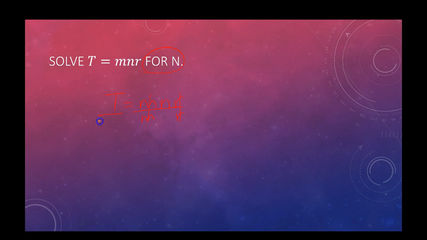But then I have to do that same thing to the other side. So now I'm left with T over MR equals my N. And that is your answer. And I could flip that and write the N first, so it looks a little nicer. But that's in essence what it is asking you to do, to take a formula and then manipulate it to get another variable by itself instead of what is already by itself.